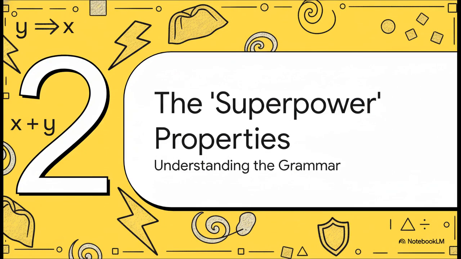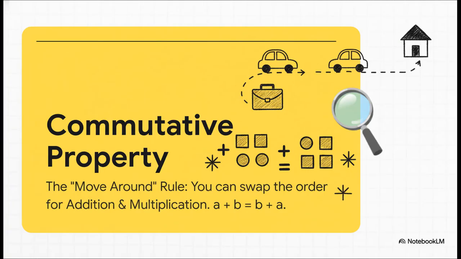Okay, so we've got the vocabulary down. Now it's time for the grammar. In algebra, the grammar rules are called properties. And you should really think of them as superpowers, because they let you move things around and rewrite expressions without actually changing what they mean. Our first superpower is the commutative property. I just call it the move around rule.